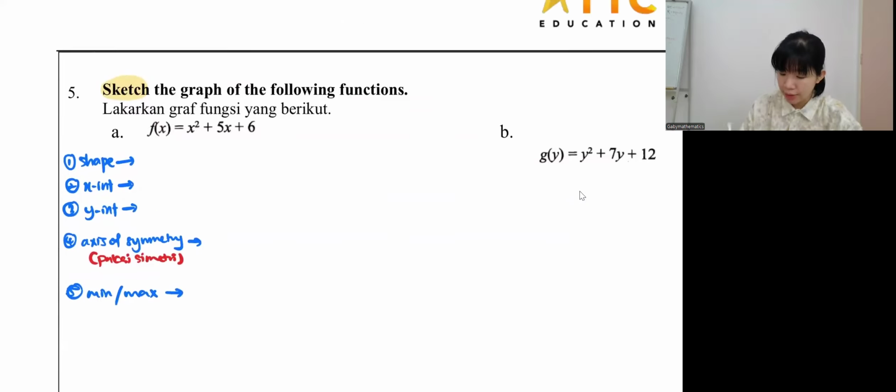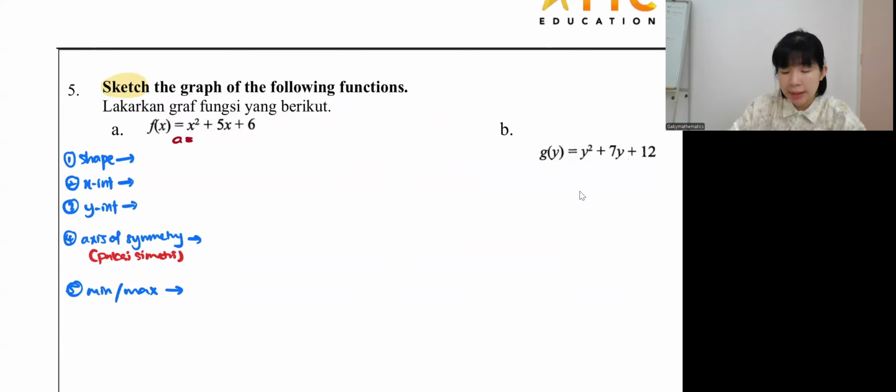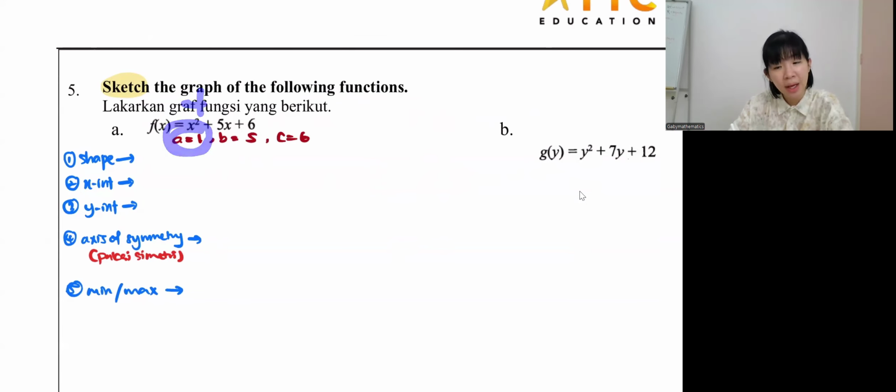Okay, so now for this question, we find all the information first. A is 1, B is 5, C is 6. Guys, the shape is a happy face or a sad face? For happy or sad, we look at the A. If A is a positive number, it's a happy face. Yes, happy face.